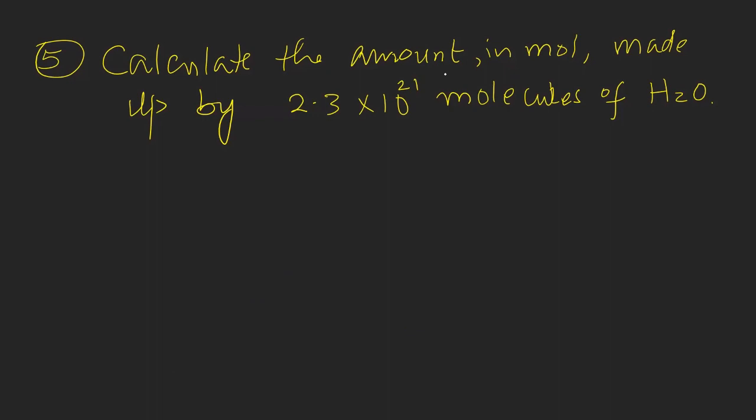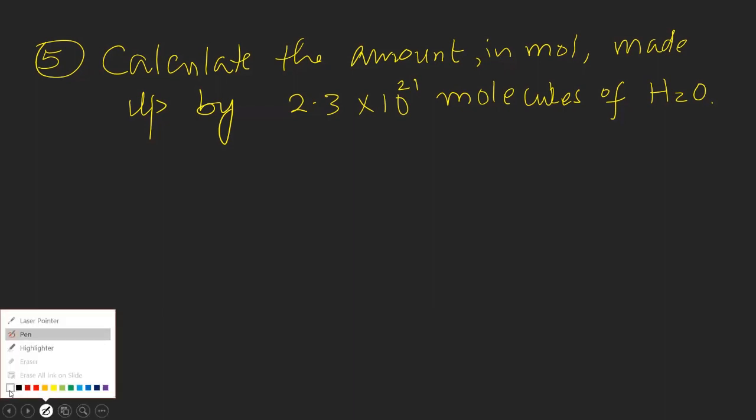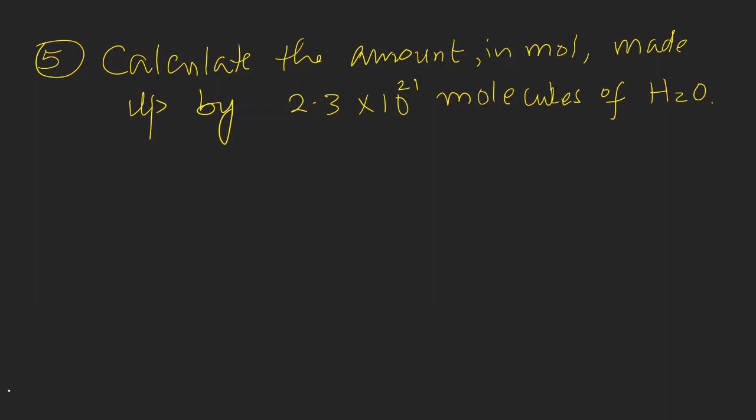This question is slightly different now. In the previous question, you were asked to calculate capital N, the number of molecules. But here the capital N is given to you, and all you need to do is find the number of moles. It says here, calculate the amount in moles. So this is the question mark, small n, you need to find. And what is given to you? 2.3 times 10 to the power 21 molecules. So the number of molecules is given to you, this means N is given to you.